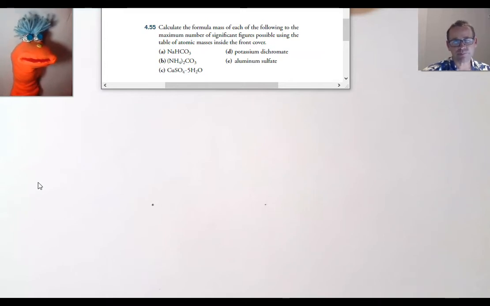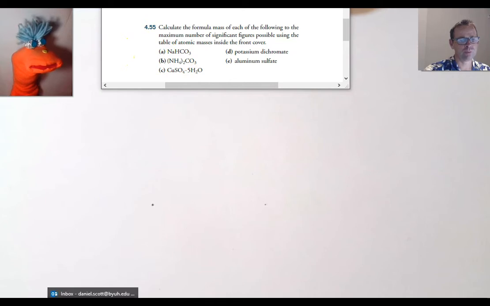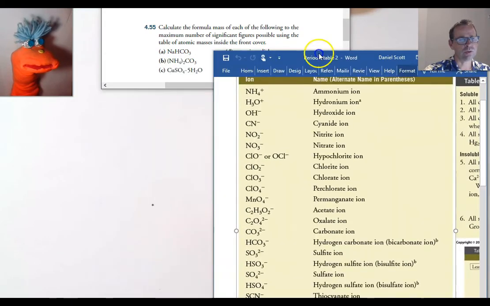So, sodium. Well, what's the name of this compound? Do you know? I don't know what HCO3 is, but Na is sodium. All right, so how can we figure that out? Do you have that list of polyatomic ions? Sure do.